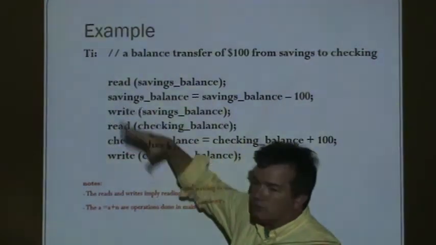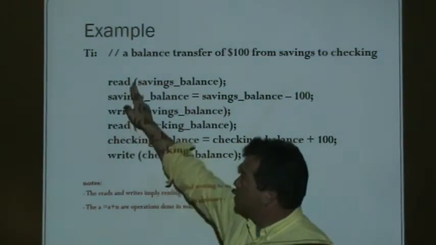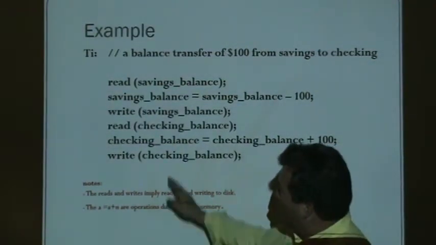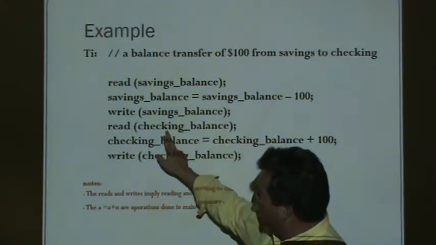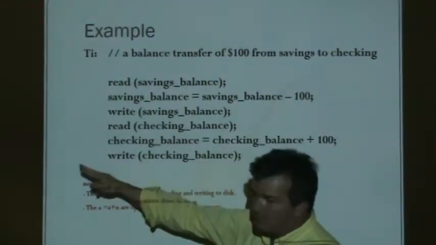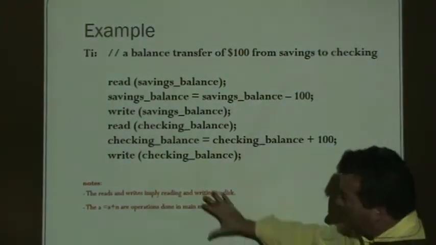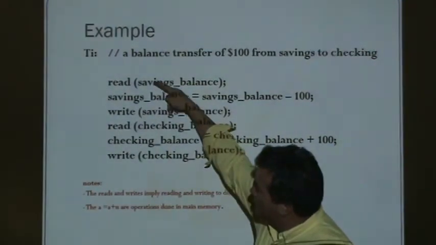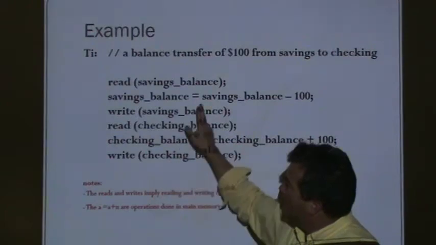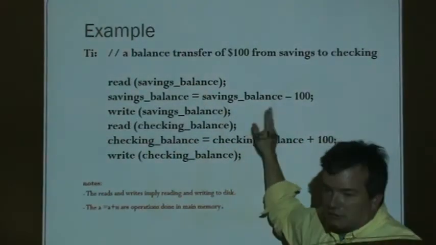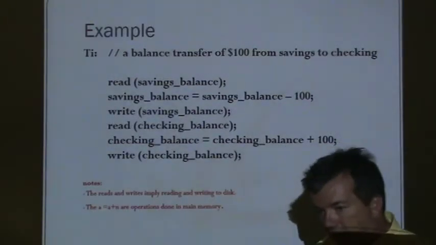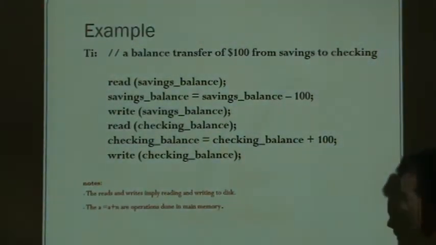These reads and writes, of course, would be turned into stored procedures for SQL statements. Okay, and then we would read your checking balance, add 100 to it, and then write that balance back to the database. So what I have here in the notes is that the reads and the writes are actually transactions into the database. And these computations, the minus 100 and plus 100, are done by local variables, and then we take the results and write them back to the database.